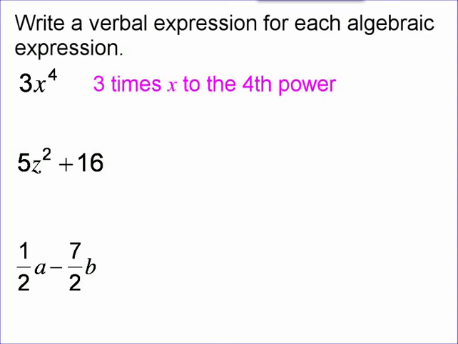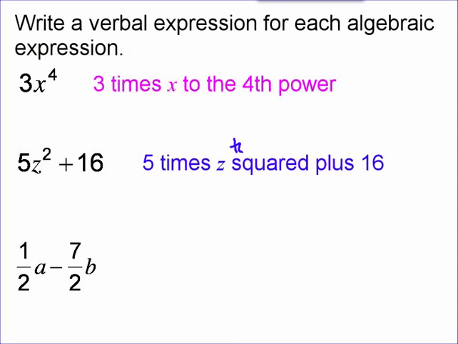Plus 16. So 5 times z to the 2nd power plus 16, that would work. Is there something else I could do? 5 times z squared plus 16. That's what I had, 5 times z squared plus 16. So you could either put z squared, or you could put z to the 2nd power, or you could say added to 16. There's numerous ways that you could say that.